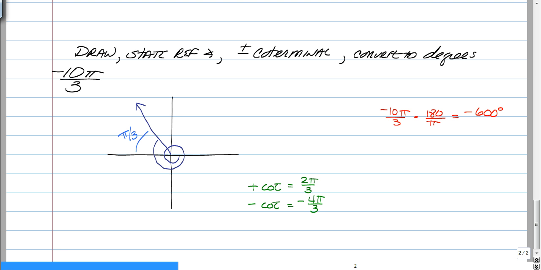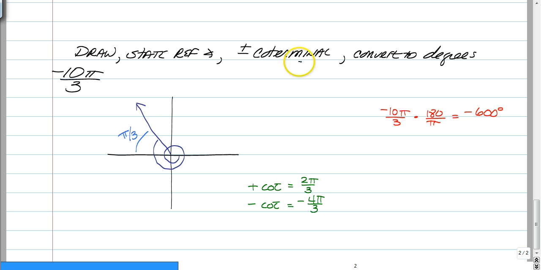So let's see. The dark blue, that's drawing the angle. So if you were able to start here, go negative 1 full rotation, and then another 1, 2, 3, 4 pi over 3, you are correct. Now, your reference angle should be pi over 3. Because you got to remember, if you start in radians, you need to answer these questions in radians except for converting to degrees. So pi over 3 is your reference angle.